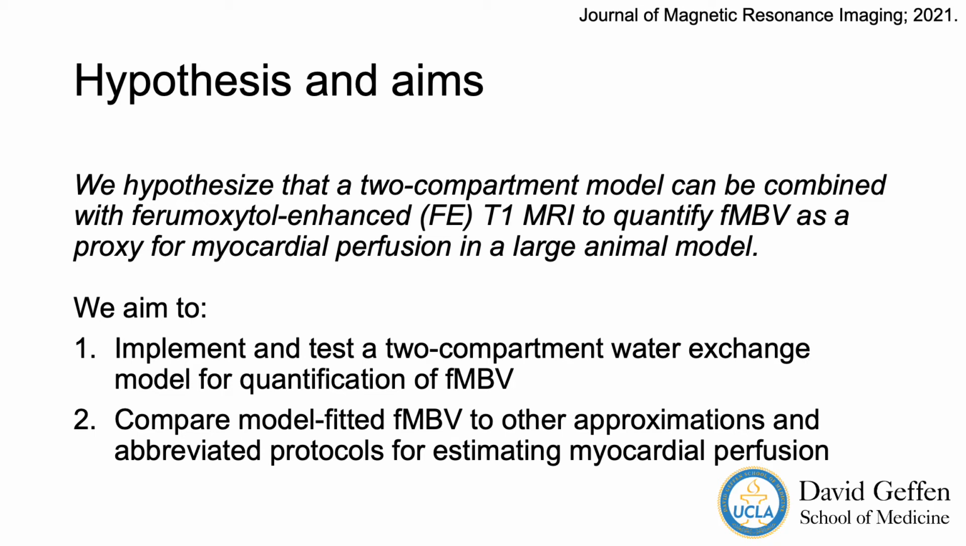In this study, we hypothesized that a two-compartment model of the myocardium can be combined with ferumoxytol-enhanced MRI T1 mapping to quantify fractional myocardial blood volume as a proxy for myocardial perfusion in a large animal model. We aim to implement and test a two-compartment water exchange model for quantification of fMBV, and to compare model-fitted fMBV to other approximations and abbreviated protocols for estimating myocardial perfusion.